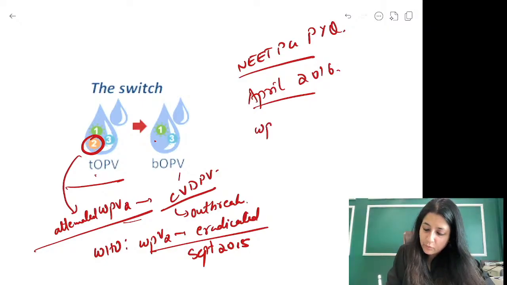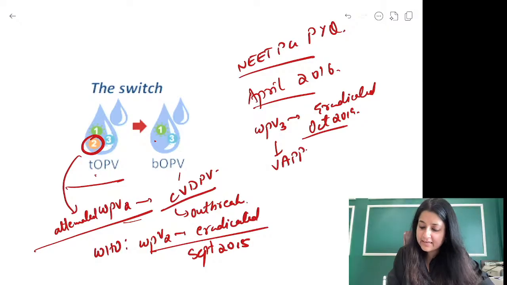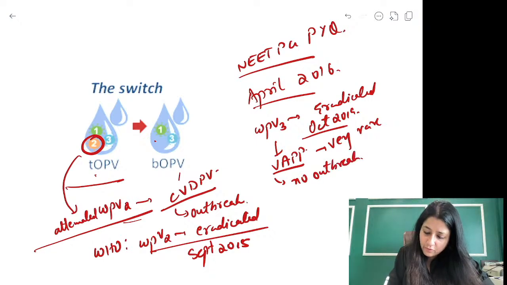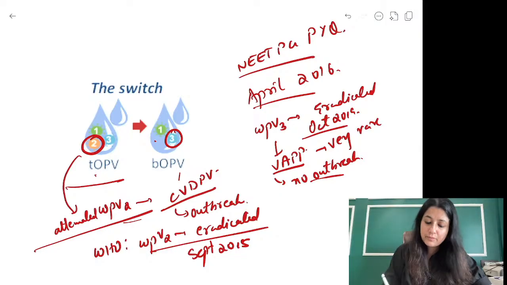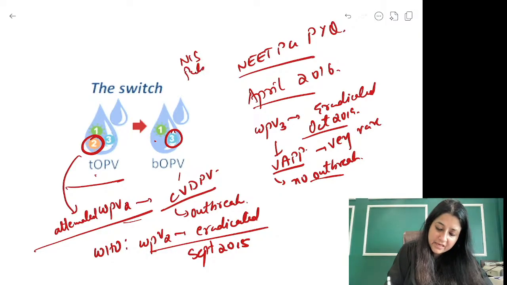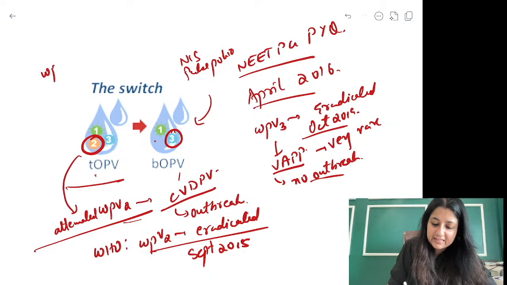Now wild poliovirus type 3 also got eradicated in October 2019, but this causes VAPP, vaccine associated paralytic polio, which is very rare, and this does not cause any outbreaks. Therefore we have still retained it in the vaccine. Whether you have NIS, whether you have pulse polio, everywhere the bivalent OPV is being used. Am I clear?